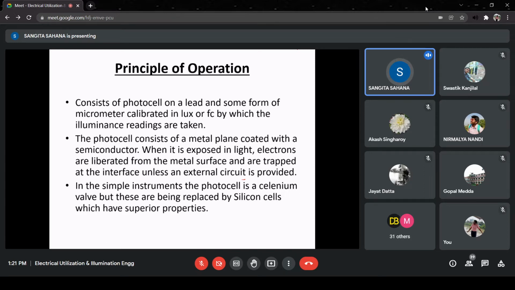So it consists of a photocell, which is calibrated in lux or foot-candela, by which we can take the illuminance reading. So the photocell consists of a metal plate coated with a semiconductor which is exposed to light. The electrons are liberated from the metal surface and are trapped at the interface unless an external circuit is provided. Like I think you heard about LDR, right? Light dependent resistor.